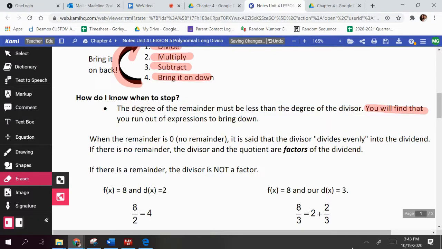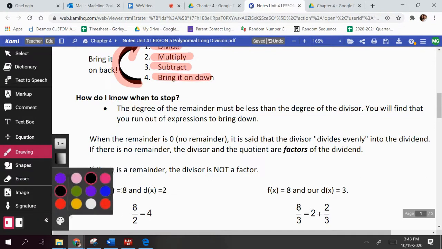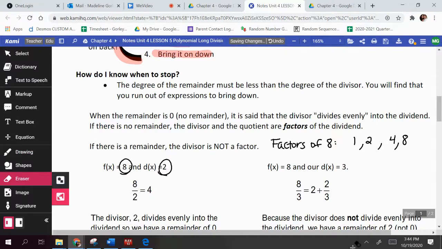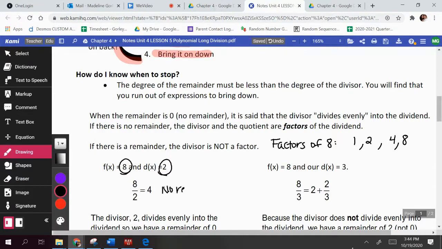So let's just think about that really quick. If I were to ask you for the factors of 8, we'd have 1 times 8 is 8. We'd have 2 times 4 is 8. And I think that's it, right? Those are all the factors of 8. And the reason why is because if I take 8, which is my dividend, and I divide by 2, which is my divisor, it divides evenly, right? I would get 4. See how there's no remainder? Because there's no remainder, that's why it's a factor.